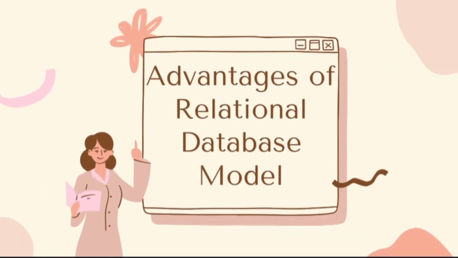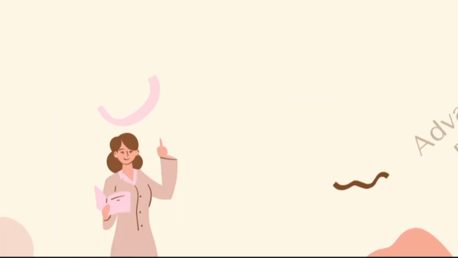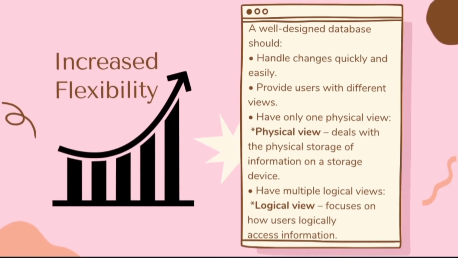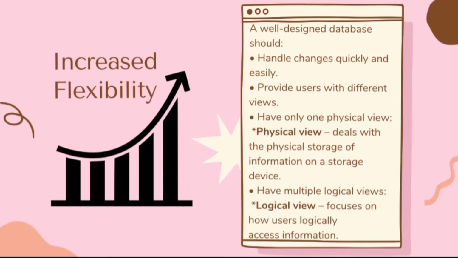Let's move to the advantages of relational database model. The first advantage is it can increase flexibility. A well-designed database should handle change quickly and easily, provide users with different views, and it has only one physical view. Physical view deals with the physical storage of information on a storage device. It also has multiple logical views. Logical view focuses on how users logically access information.